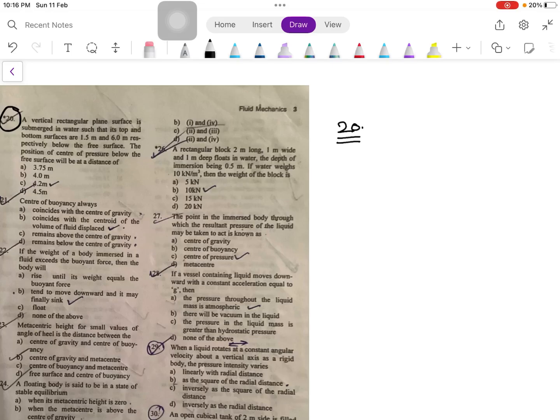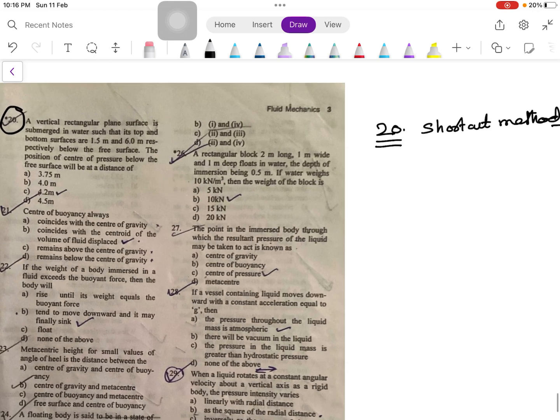Hello dear students. In this video, I'm going to discuss the solution to question number 20 using a shortcut method. So let us focus. We have a rectangular plane surface submerged in water.